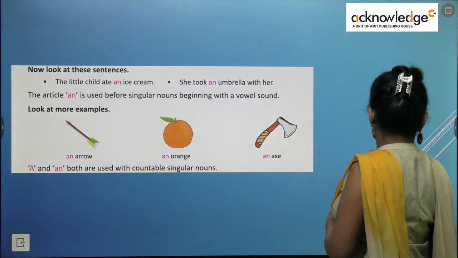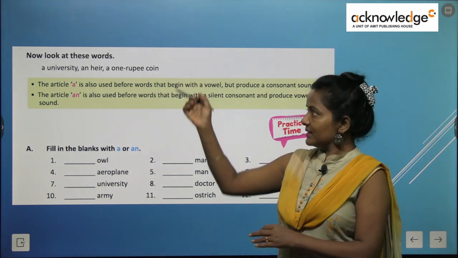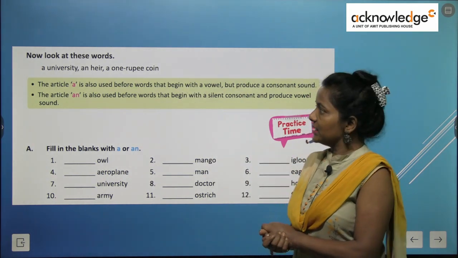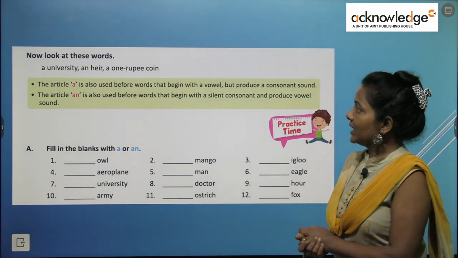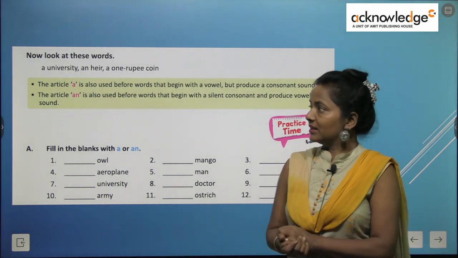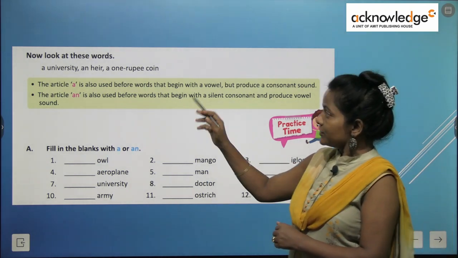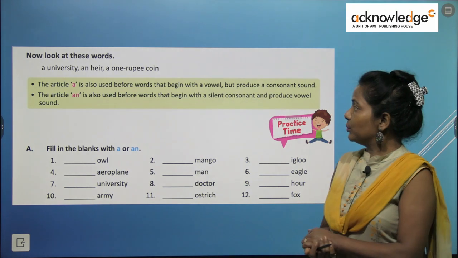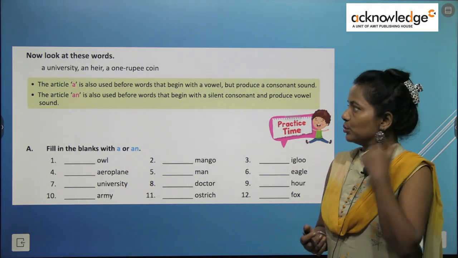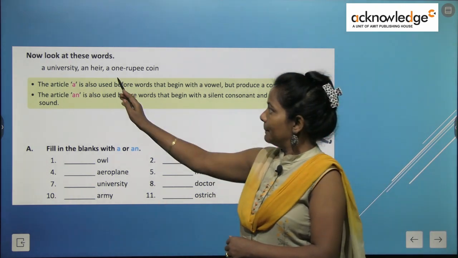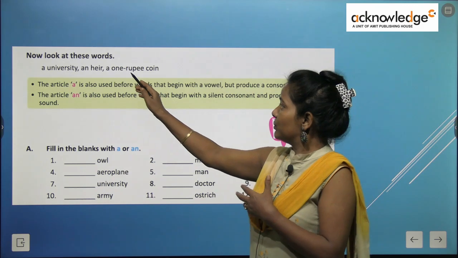Now what else? Now look at these words. Now there are some words here. Let's read. A university, an hour, a 1 rupee coin. The article a is also used before words that begin with a vowel but produce a consonant sound. Now children, see, article a is also used with words beginning with a vowel.